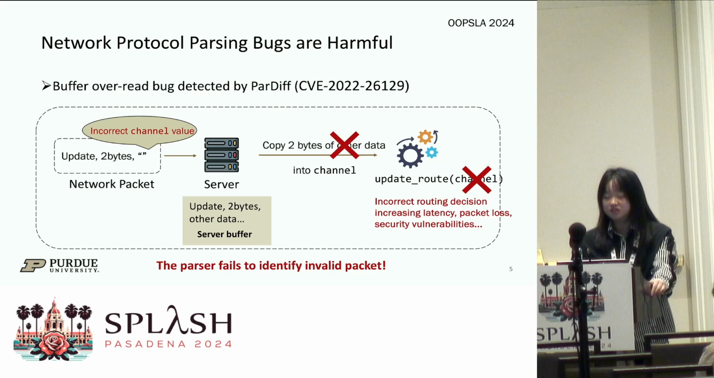So this is not a typical buffer overread bug that can cause crashes. The incorrect channel value can lead to wrong routing decisions, potentially increasing the latency or causing packet loss. And also, it may introduce some security risks. Attackers could exploit this to reroute sensitive traffic through insecure channels. And so it's very important for the server to correctly parse and validate each packet before further processing and routing.